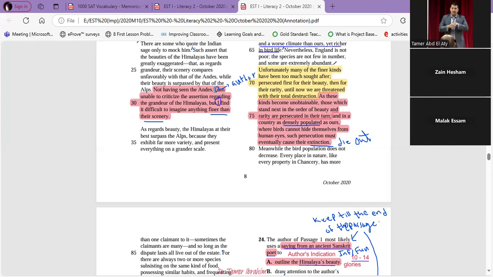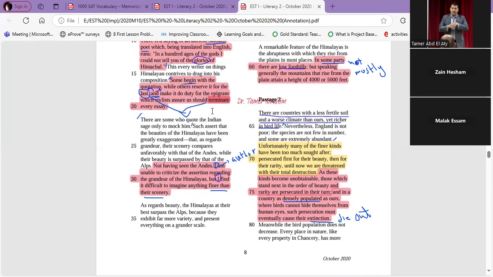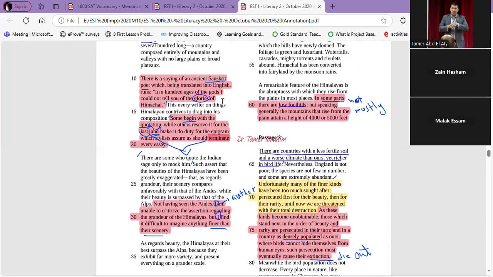Look at "I", how many times it's used. I am unable to criticize the assertion regarding the grandeur of the Himalayas, but I find it difficult to imagine anything finer than their scenery. Yes, it has subjectivity. It uses "I" twice. Here, "I" is only used in the first part; it wasn't mentioned once.